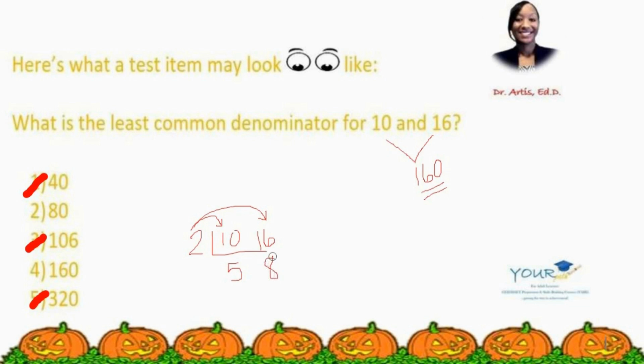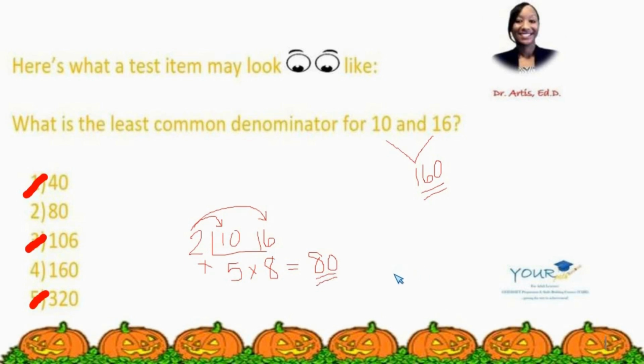So now that we have our factors, all we will need to do is multiply these numbers, and when we do so, we actually get 80. So now we have confirmed that 80 is the least common denominator for both 10 and 16.